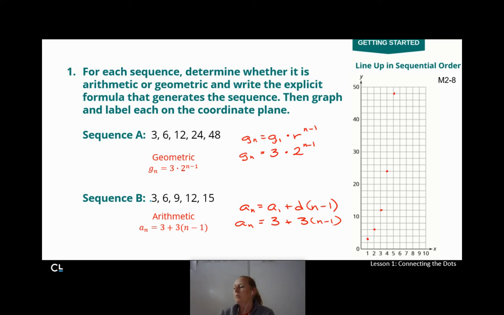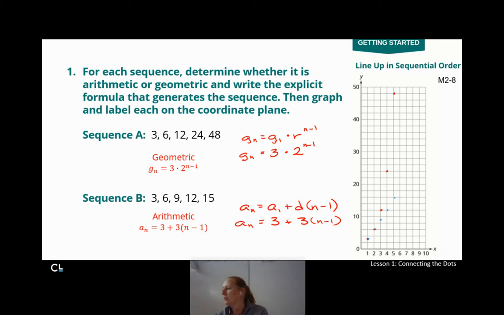So if I graph my sequence B, on day 1, we also had 3. Oh, so it's the exact same spot. On day 2, we also had 6. So again, the exact same spot as before. But here's where it goes a little different. Day 3, we're up to 9. Oh, so not as much. Day 4, we're up to 12. Below that guy. And day 5, we are up to 15.